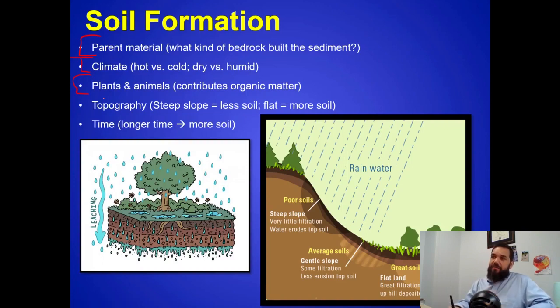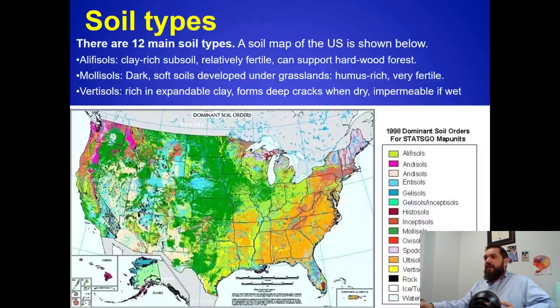The topography makes a difference: the steepness of the slope. If you're in a flat area, your soils are going to be really thick. But if you're on a slope, a hillside, most of that material is going to mass waste. It's going to move downhill, so you're going to get very little soil and regolith buildup on a hillside. So that makes a difference as well. And time, I already discussed. There are actually 12 main types of soil.